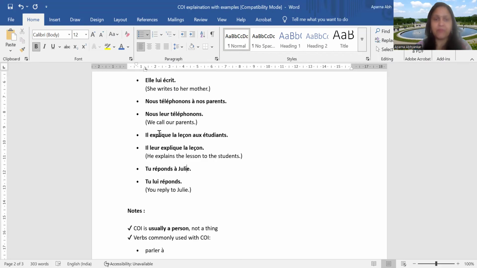Please remember this. Il explique la leçon aux étudiants. Il leur explique la leçon. Again, aux étudiants. Again, you can mark a star here. Au is what? It is à plus les, right? So there's an article contracté. So again, we have à and then a person. So whenever after the verb you see à plus person, it is COI. It can be replaced by the COI pronoun. So here it becomes il leur explique la leçon. Aux étudiants, third person plural.